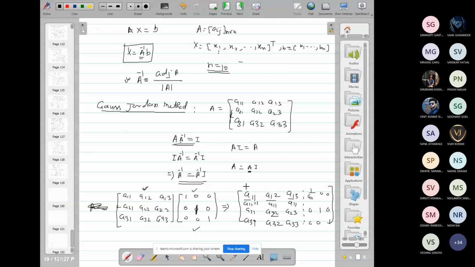Now we want to convert this matrix into the identity matrix of order 3. For that, here this is 1, we need to make this element and this element 0. That is done by multiplying the first row by A21 and subtracting, and it becomes 0. We write this above.